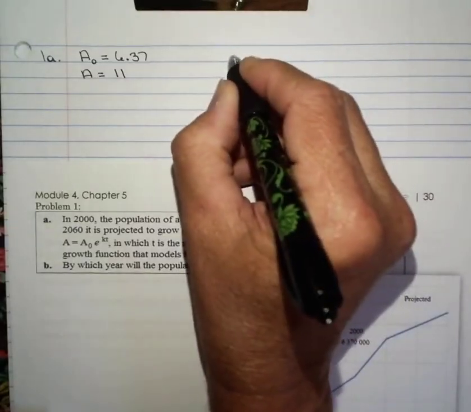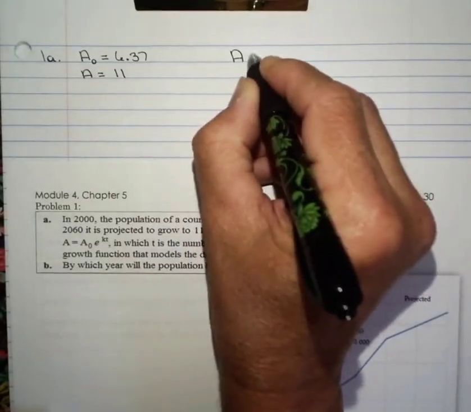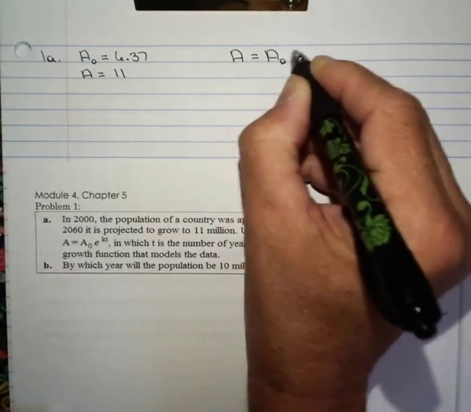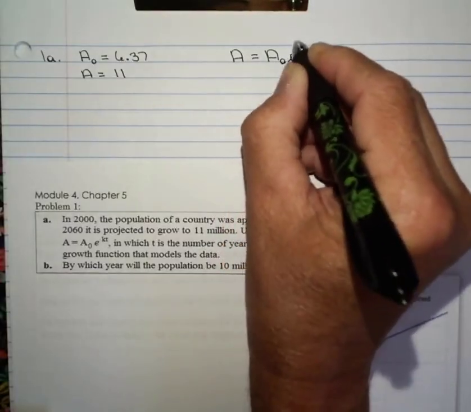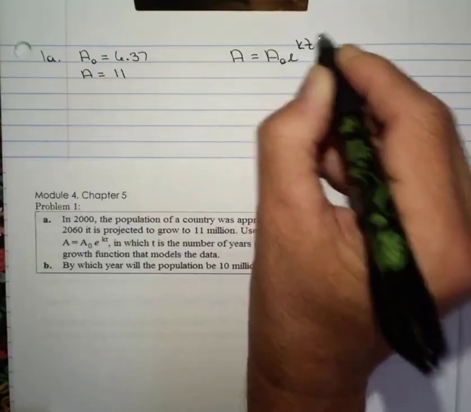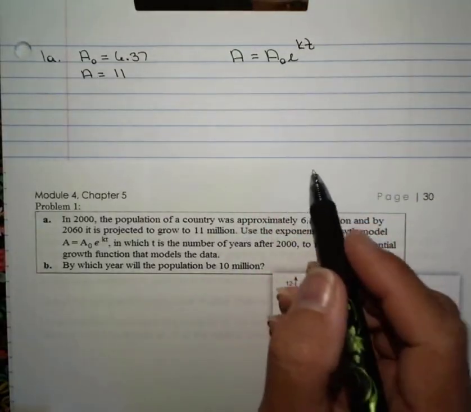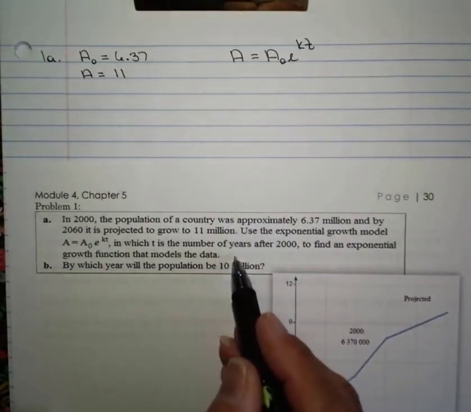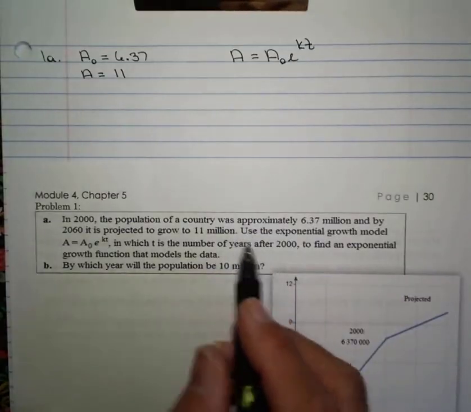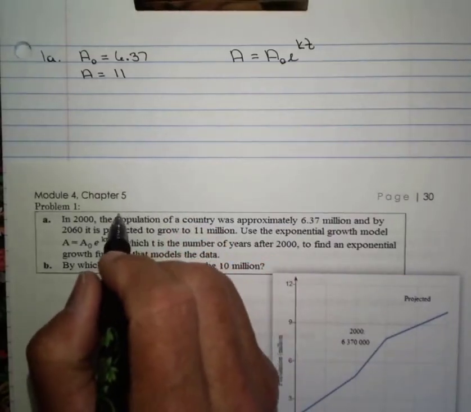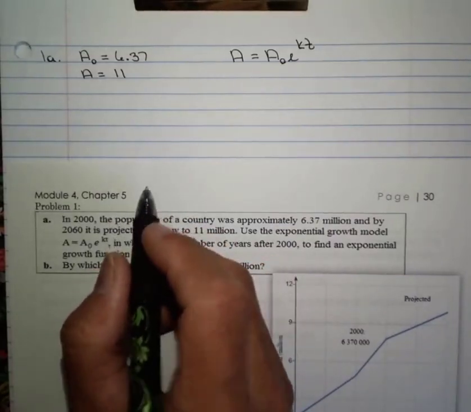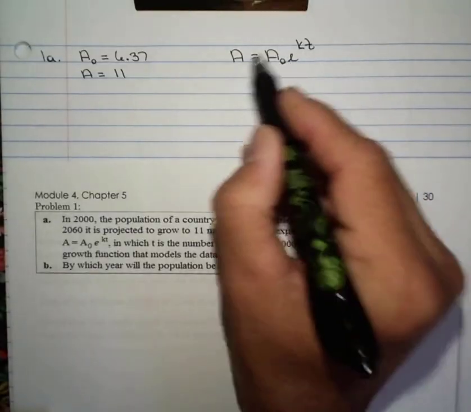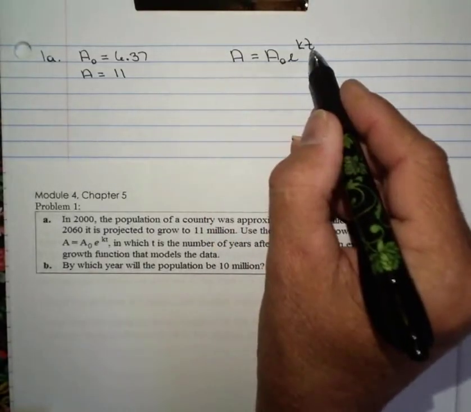Now, it'll really help you if you have this function written down. The formula is A equals A sub 0 times e to the power of kt. And of course, what we said we need to find is k. We need the growth rate so that we can get the growth function. Now, what do I know about time? Because that's the other unknown. I know what e is. I know what A sub 0 is. I know what A is, but I don't know what time is.